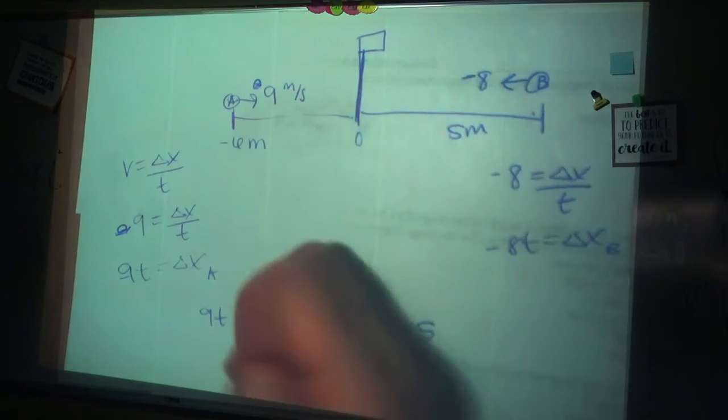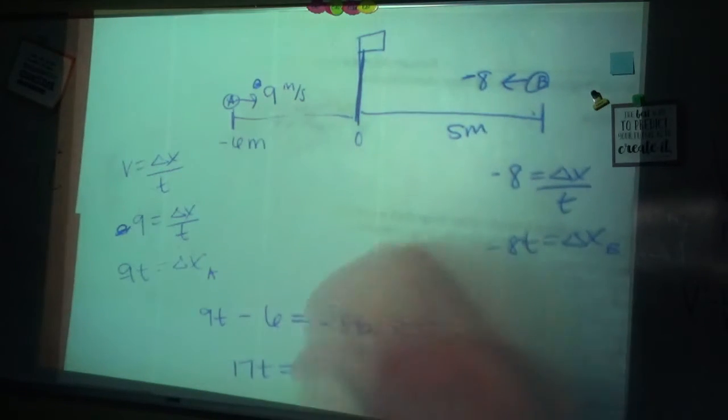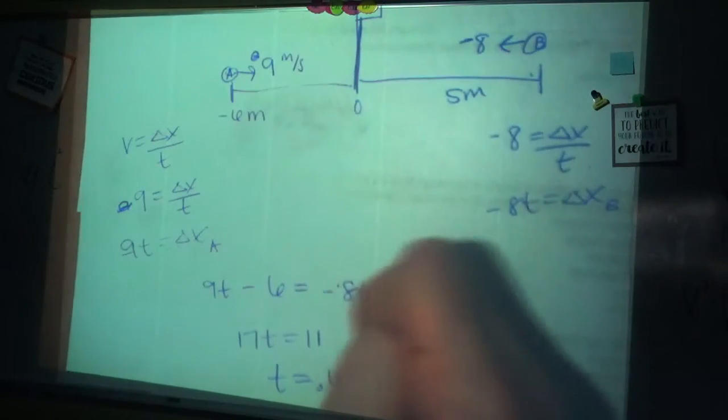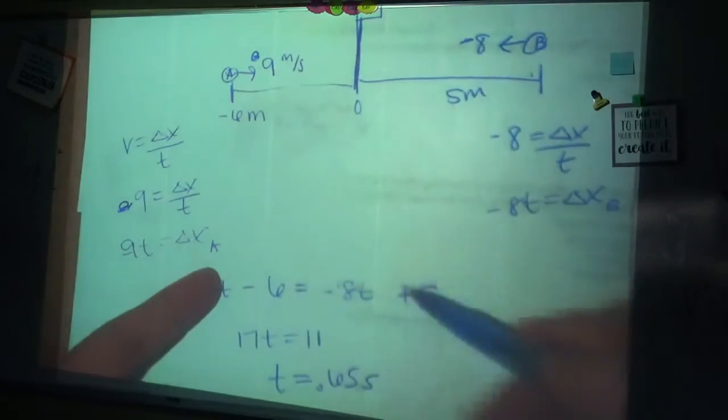Add the 8 over, you get 17t. Add the 6 over, you get 11. So t is equal to 0.65. Now that's the time when their positions are equal, or when they meet.